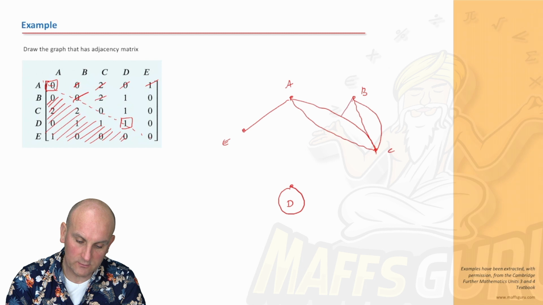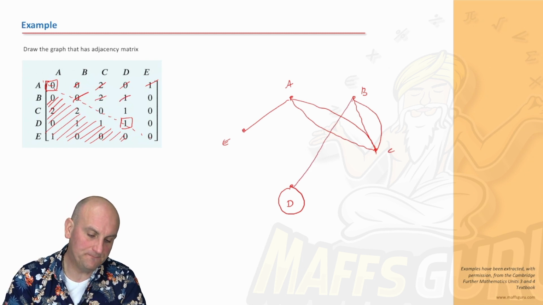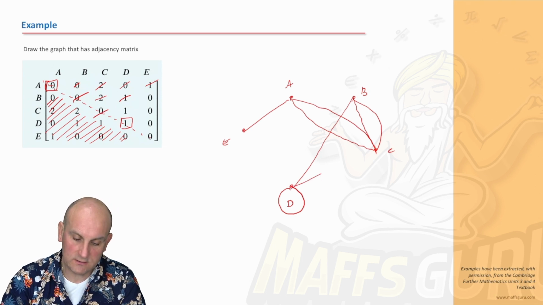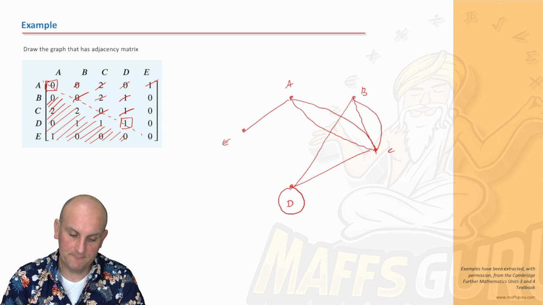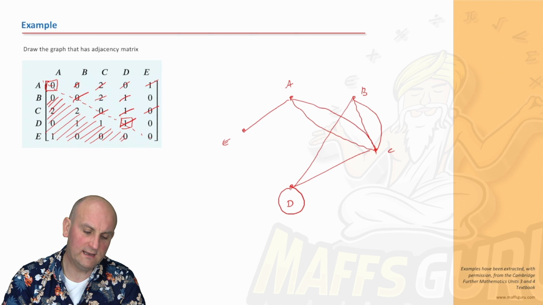Well, this is horrible, but we'll do that for the moment. And B to E, no connection. All right, there's no C to C, but C to D, there is 1 connection. So there is my C to D connection. There's no connection between C and E. Marvelous. We've already dealt with that one.